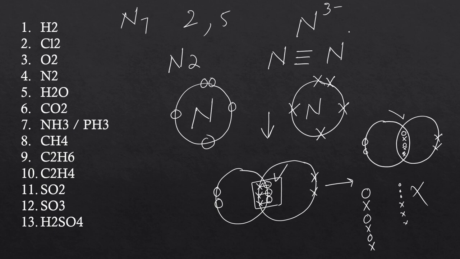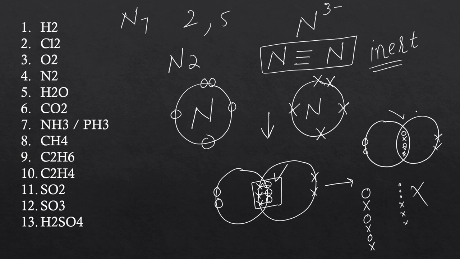So it is the reason nitrogen makes a nitrogen to nitrogen triple covalent bond and it is inert. Inert means unreactive, which cannot react easily.